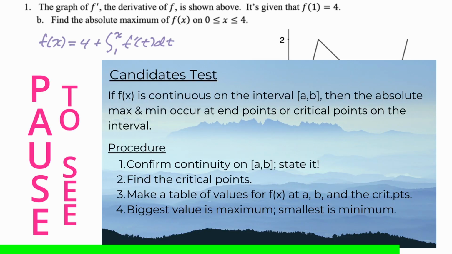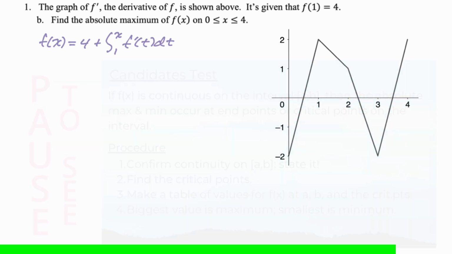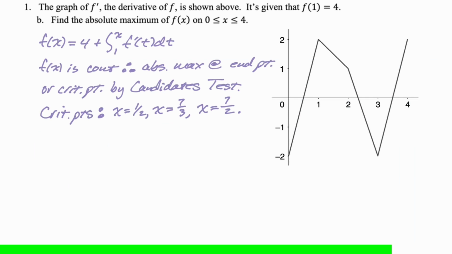I'm doing the candidates test because this is a closed interval, so I'm going to say the things that we say, right? f of x is continuous, therefore the absolute maximum is at an endpoint or a critical point by the candidates test. You just get that out of the way. The critical points we know from the previous part are 1/2, 7/3, and 7/2. Now we make a table with x and f of x, and the endpoints and the critical points: 0, 1/2, 7/3, 7/2, and 4. Now we have to find those.